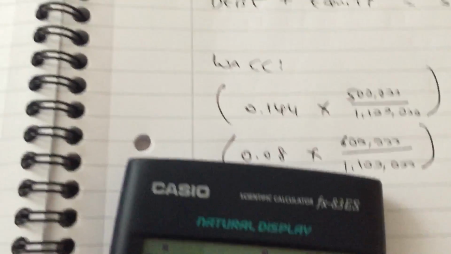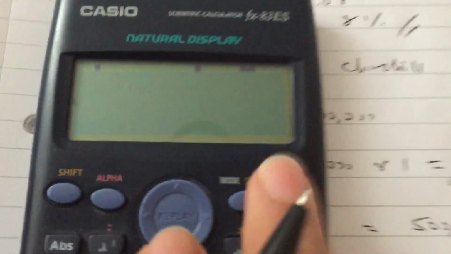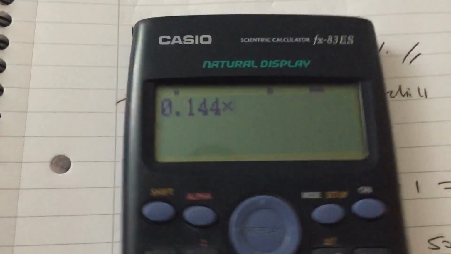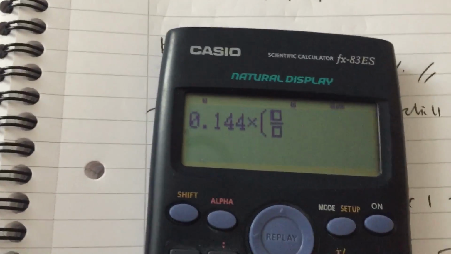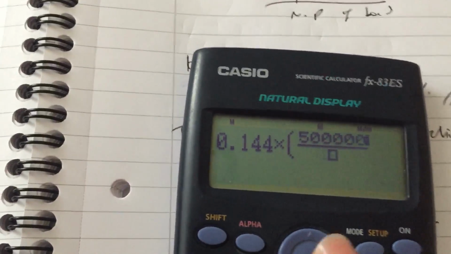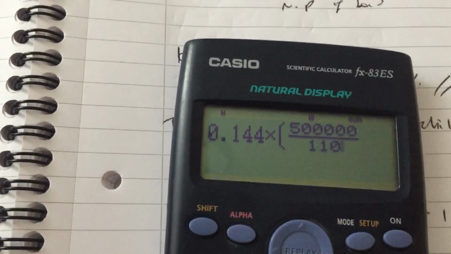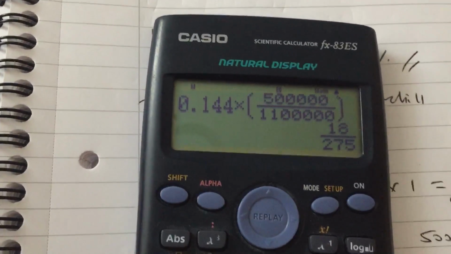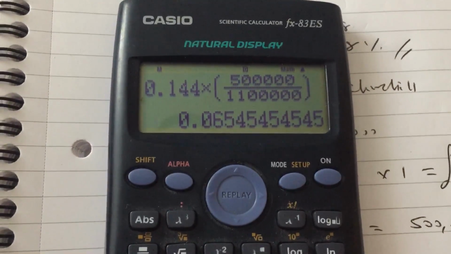So 0.144 times 500,000 divided by 1,100,000 equals 0.0654.